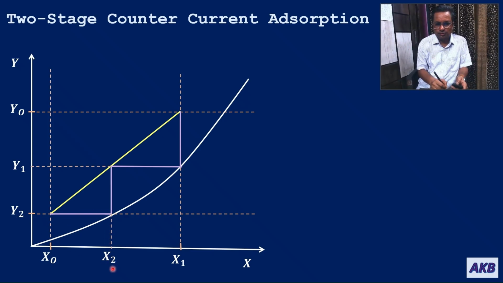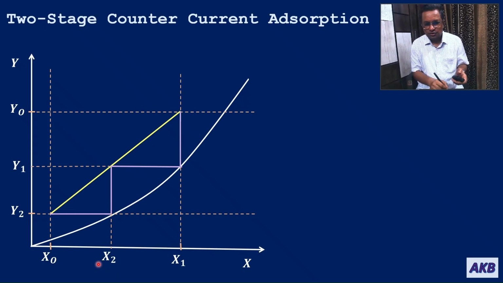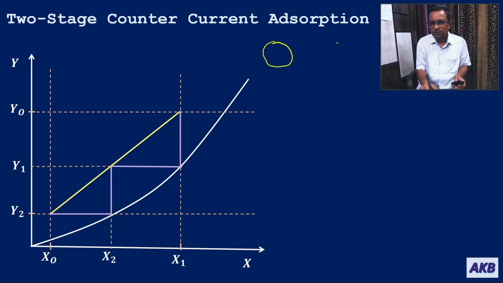So X2 and Y2, these are concentrations in the leaving phases. That is, Y2 is concentration in the liquid phase that leaves stage number 2, and X2 is the concentration in the adsorbent phase that leaves stage 2. Y1 is the concentration in the liquid phase that is leaving stage 1, and X1 is the concentration in the adsorbent phase that is leaving stage number 1. So let me just show you so that you understand it perfectly. I'll just show a simple diagram to tell you.